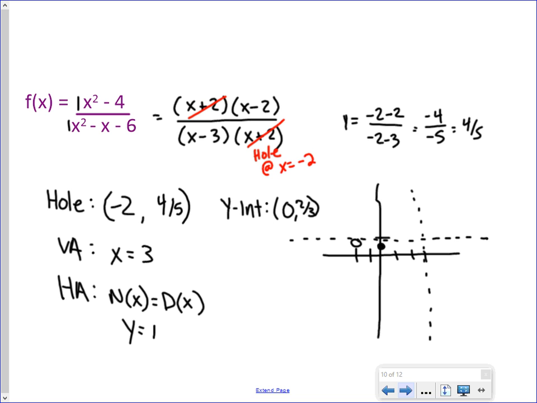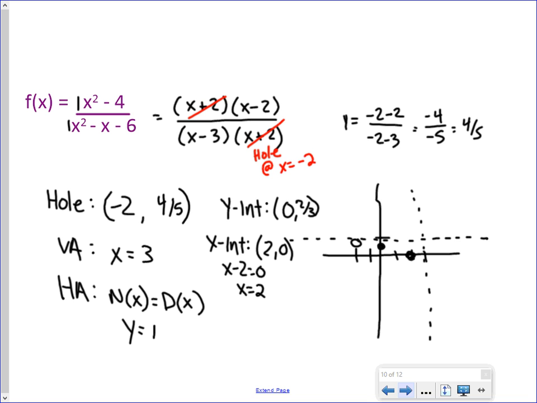For an x-intercept, remember, I have a shortcut. Set my numerator equal to 0. Are there any factors left over? x minus 2. So that means that x equals 2, or (2, 0) is an x-intercept. So just by doing those, I have 3 points on the left side of my vertical asymptote.